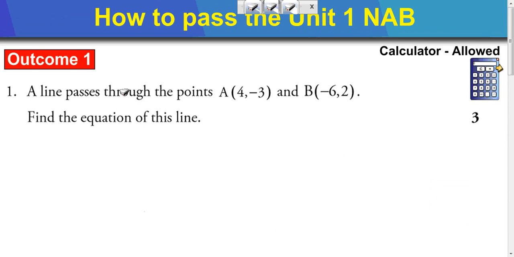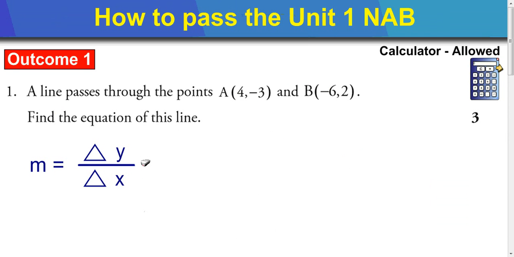So let's have a look at the first question, which is out of 3 marks. A line passes through the points A(4, -3) and B(-6, 2). Find the equation of the line. What we're looking to do here is use y - b = m(x - a). Before that, however, we need to work out what the gradient is. So gradient is equal to delta y over delta x.